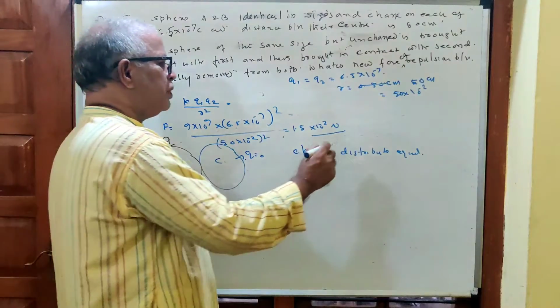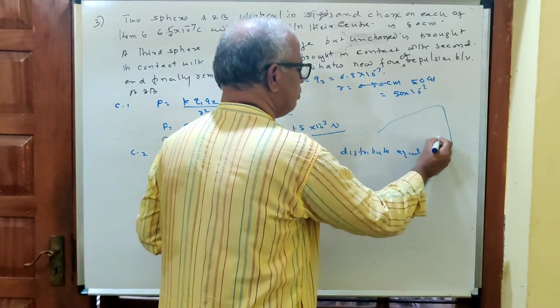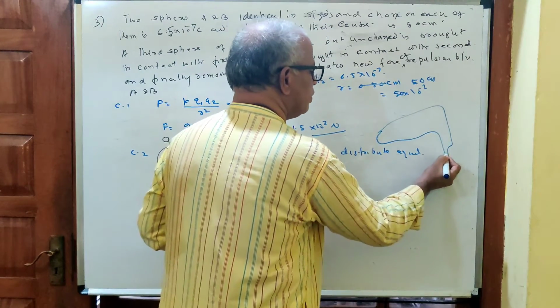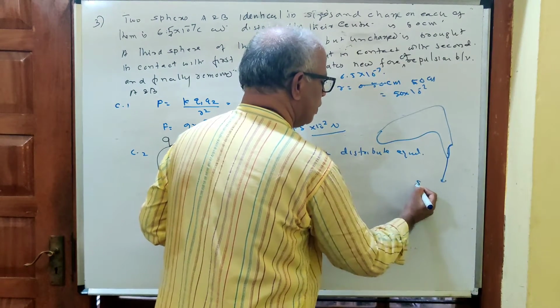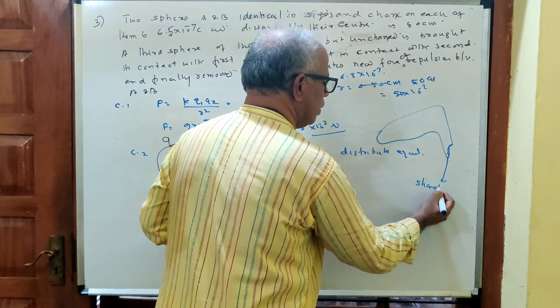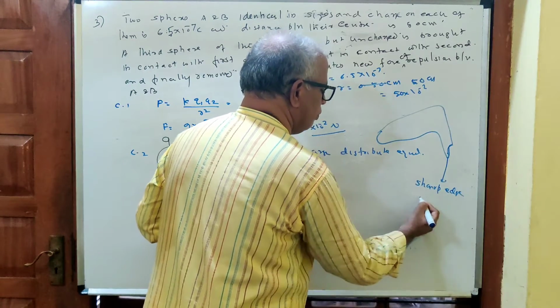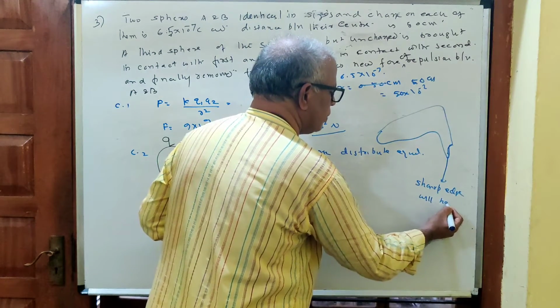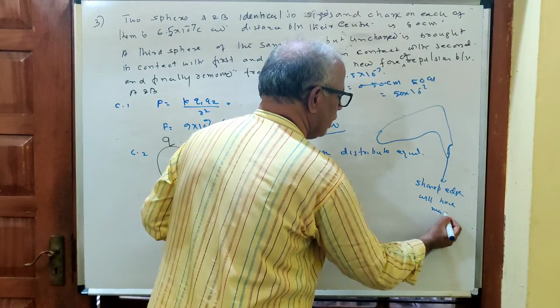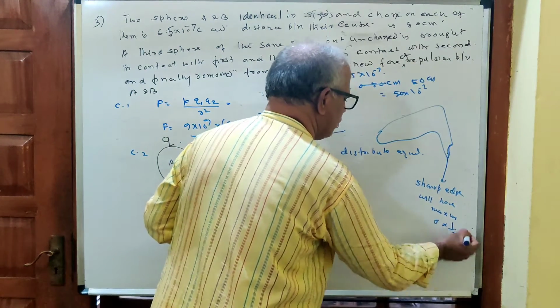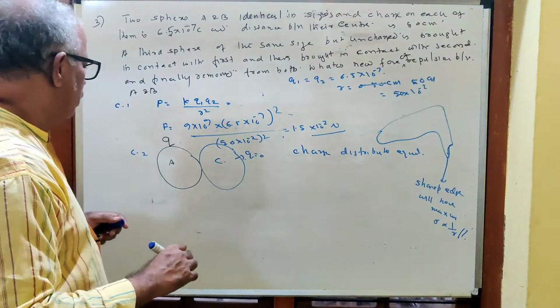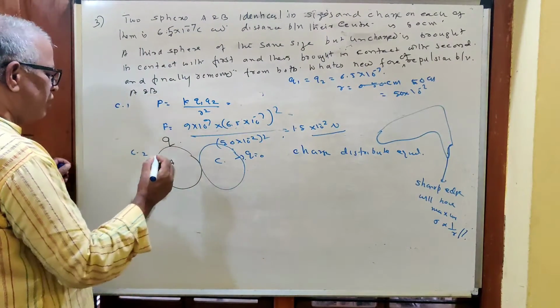Suppose the shape is not uniform, suppose the shape is something like this. Here there will be maximum charge at the sharpest edge. A sharp edge will have maximum charge. That you will learn later. Basically sigma is proportional to 1 by r. One relation is there, that we will prove and learn later in some other video.